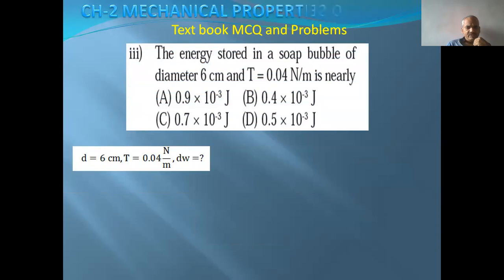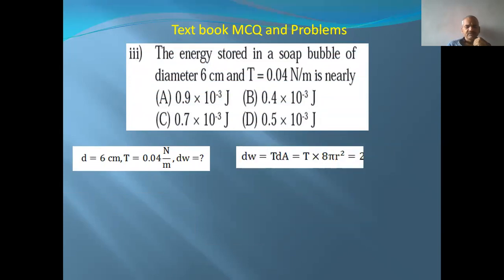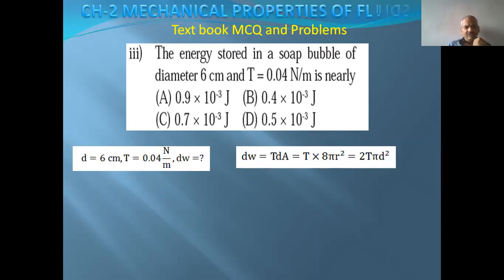The energy stored is the work done, and it is given by the formula T dA. Here dA means the increase in area. To form the soap bubble, the increase in area is 8 pi r square. Here we have to take the double area because the soap bubble has two surfaces, that is the inner and the outer. From this formula you get the relation as 2T pi d square. Instead of 4 r square, one can substitute d square, and because of this the formula can be written in terms of diameter as twice T pi d square.